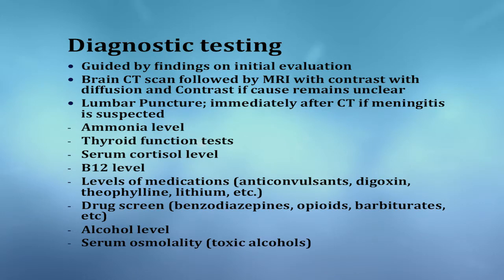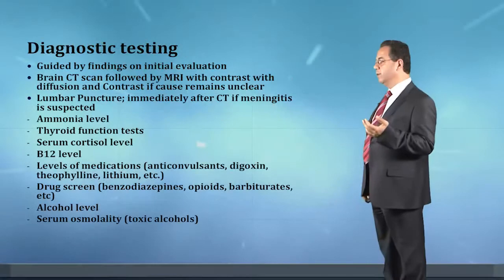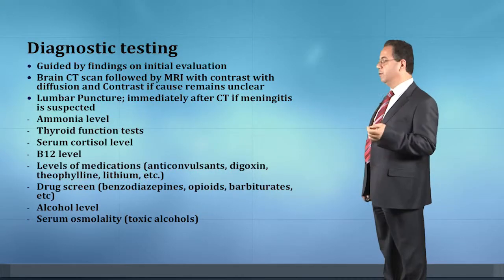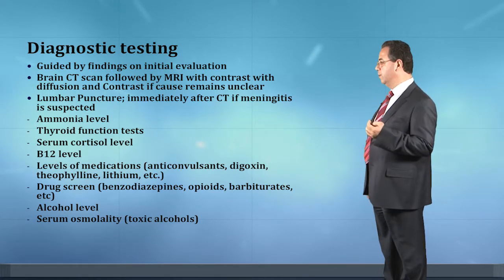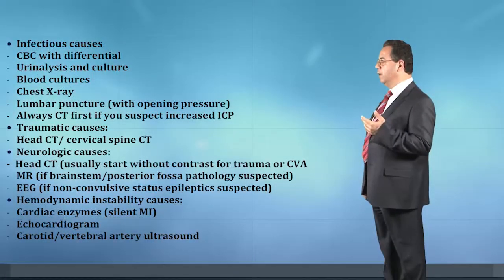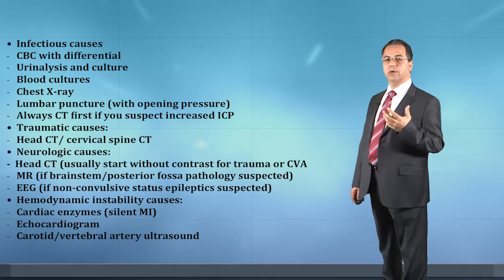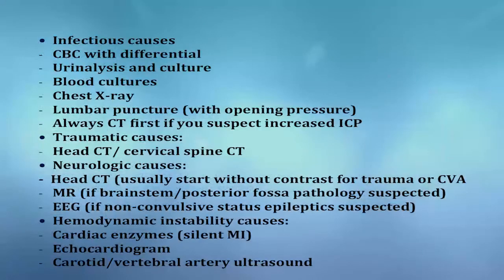If there's evidence of any liver problem, order an ammonia serum level, thyroid function test, cortisol levels, vitamin B12 levels. If, by the review of medication, the patient is taking any medication such as anticonvulsants, digoxin, theophylline, lithium, you need to obtain a serum level of these medications, and a drug screen for certain patients where you are suspecting overdose. Serum osmolality for toxic alcohols. The other tests shown on the slide depend on what you have gathered from the history and physical and by reviewing the patient's medical file.